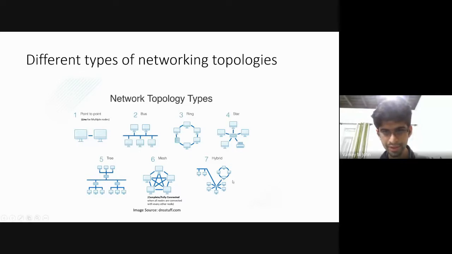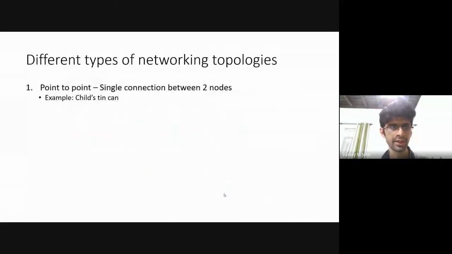Then the hybrid network is there. So it is basically a combination of multiple other topologies, but it should not be any single other topology. It should be a combination of multiple. Yeah. So if you have any questions, you can interrupt me. So yeah, it's basically the point to point, which is the child's tin can. It's basically an example.